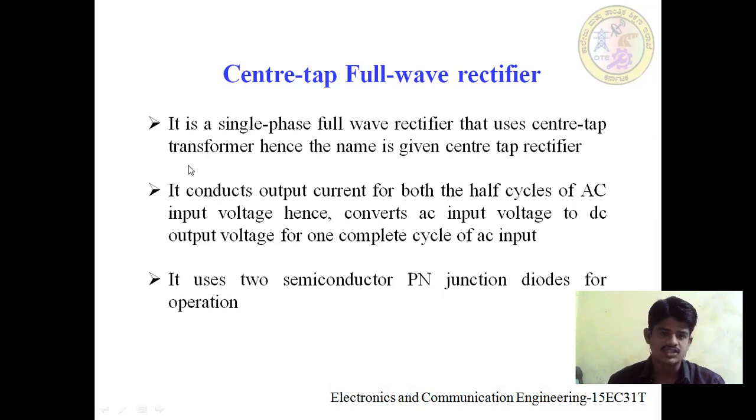Okay, let's go with the statement. It is a single phase full wave rectifier that uses a center tap transformer, hence the name center tap. It conducts output current for both the half cycles of AC input voltage, hence converts AC input voltage to DC output voltage for one complete cycle of AC input. It uses two semiconductor PN junction diodes for its operation. So remember, how many diodes is it using? It is using two PN junction diodes, and it is using the center tapped transformer.